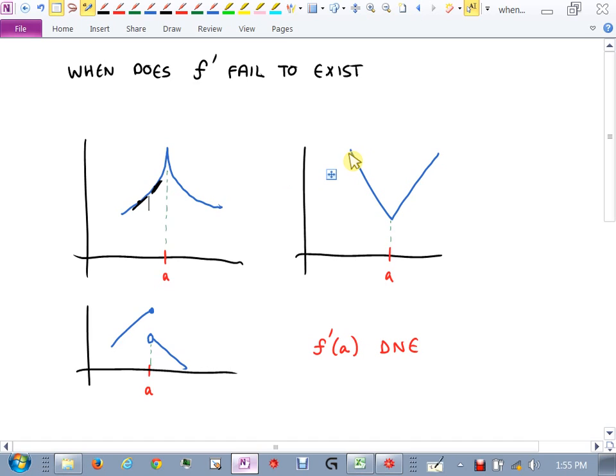When you come in from the left, your slope is always what? Like -1 or something like that? And then as soon as you get to A, what happens? As soon as you get past it, it's an immediate jump, right? And because of that, it's not a smooth transition. The derivative doesn't exist there.